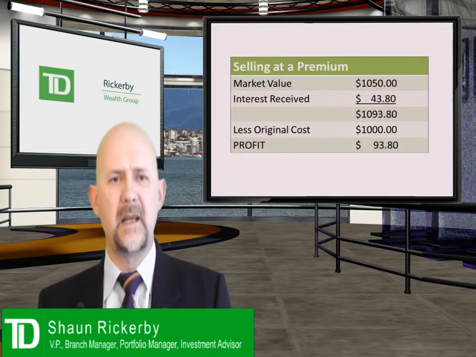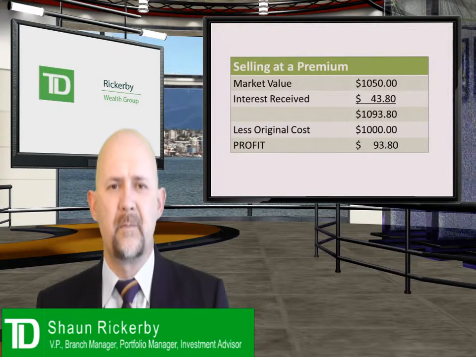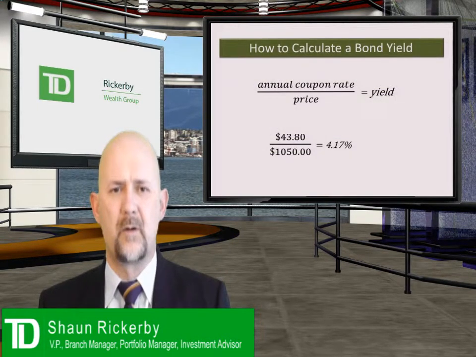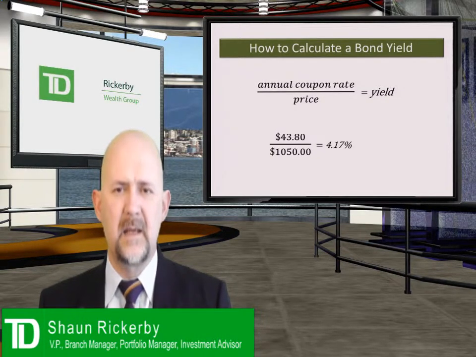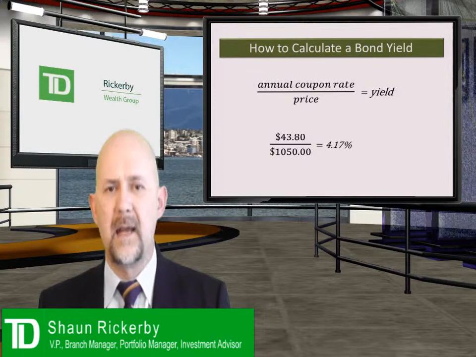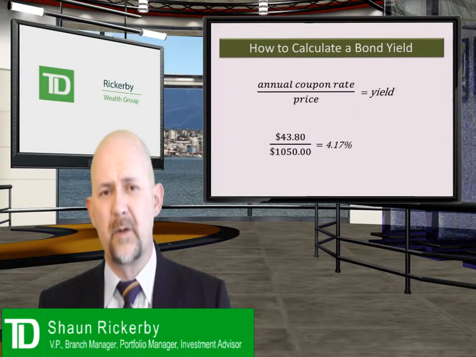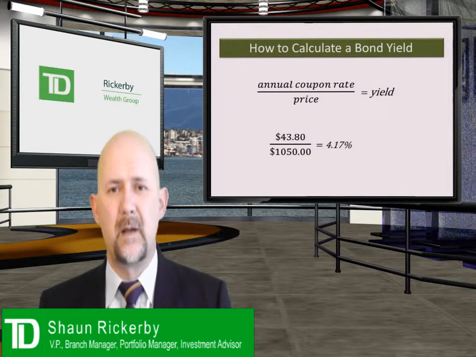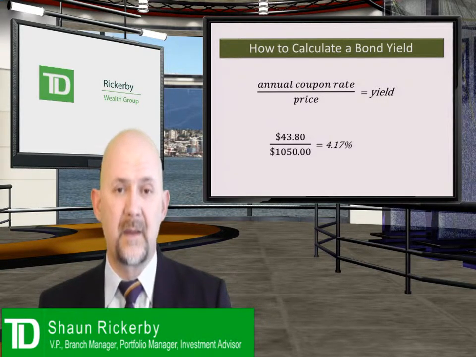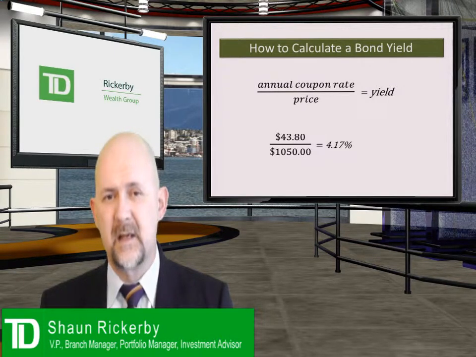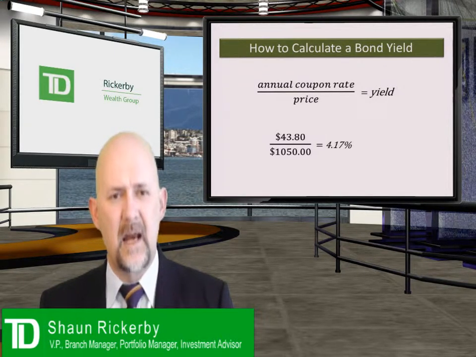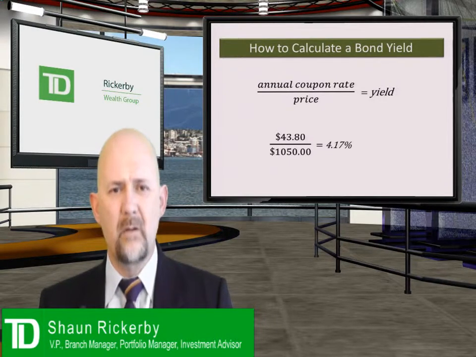To calculate the yield to the new investor, we need to divide the coupon rate by the price he paid. In this case, the coupon is $43.80, but the new investor bought the bond for $1,050. If we divide $43.80 by 1,050, we get a rate of return of 4.17%, but that isn't really sufficiently accurate. There's a more accurate way to calculate a bond's yield.